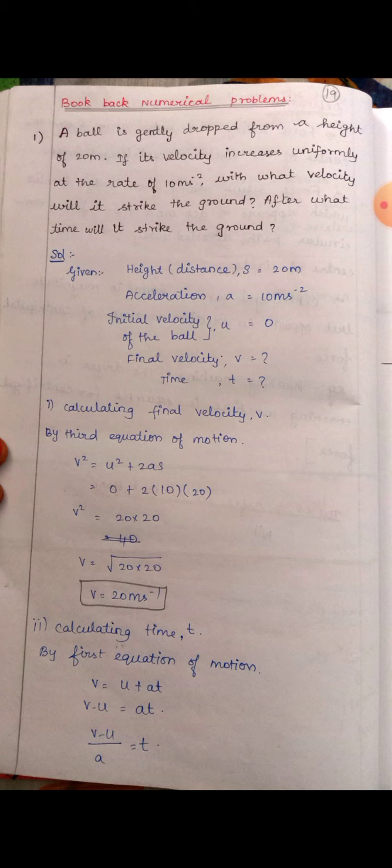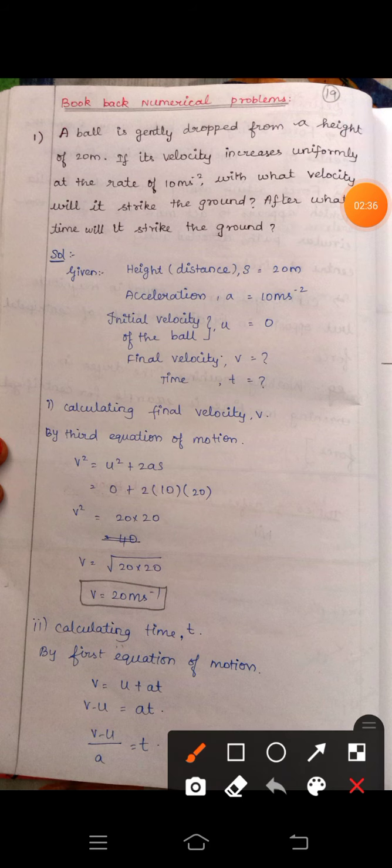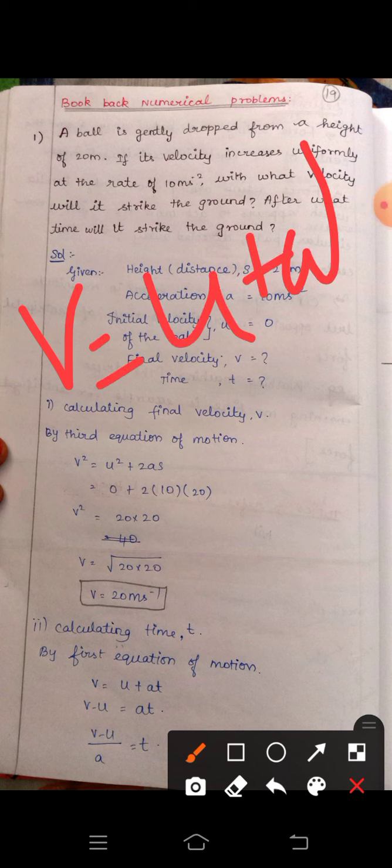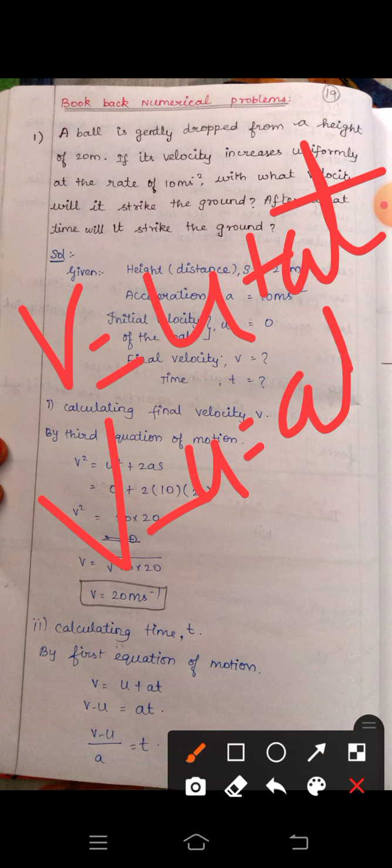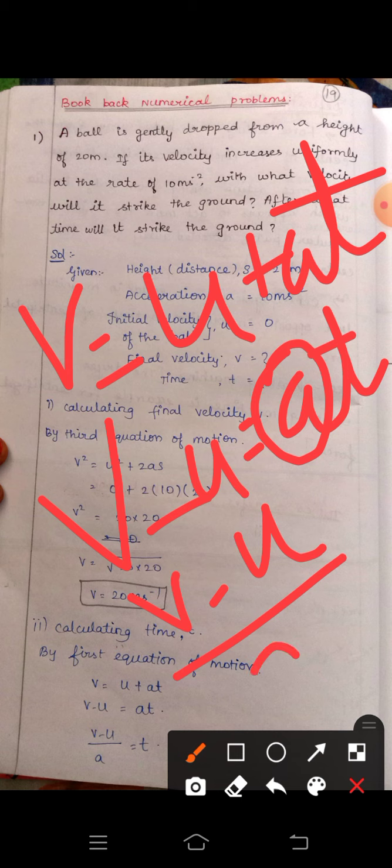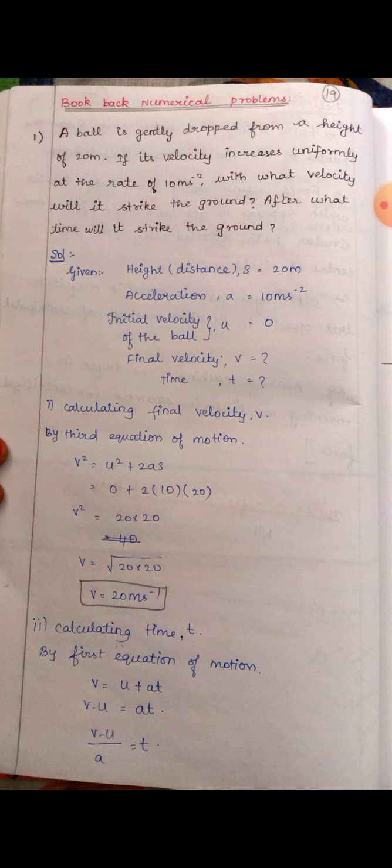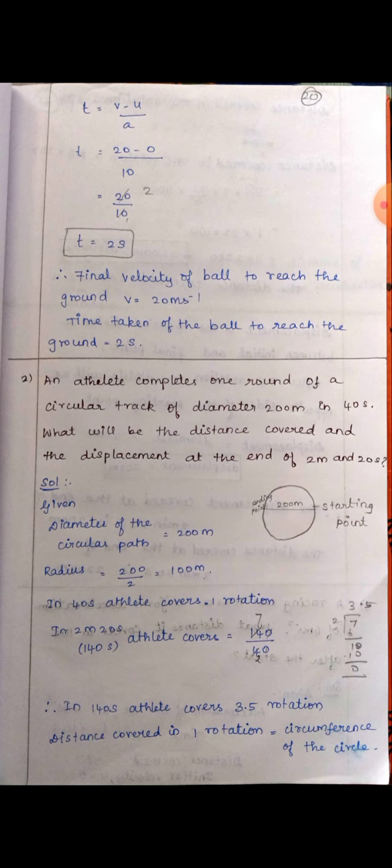For calculating time, we are using the first equation of motion. What is the first equation of motion? v is equal to u plus at. According to our convenience, we are rearranging the formula. We want t. So if the u comes this side, v minus u is equal to at. The a is in the multiplication term, so it comes this side as a divisor. So v minus u by a is equal to t. See here, t is equal to v minus u by a.